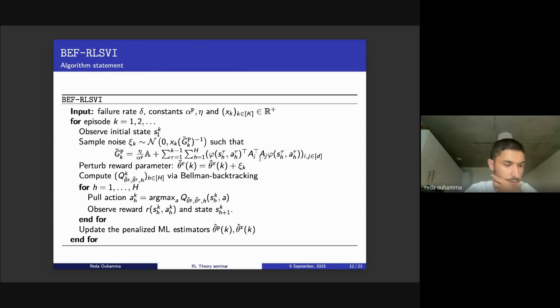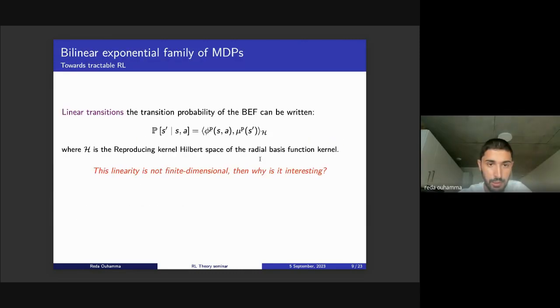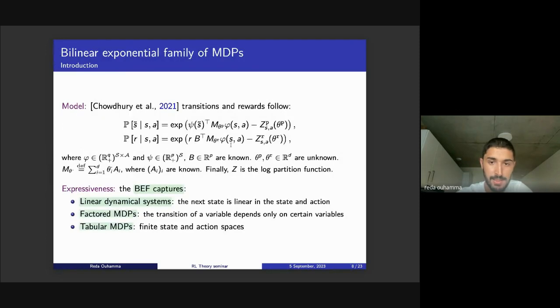Is that so? I guess the question is, what are these matrices? Who sets them and how? Yeah, I can go back to the model, but the matrices A_i were assumed to be known. So basically, this M_theta, which is the middle matrix, was assumed to be the sum of theta_i A_i. So this is a d-dimensional mixture of matrices A_i.